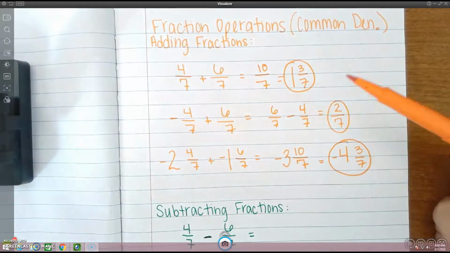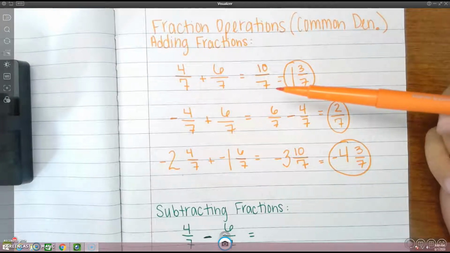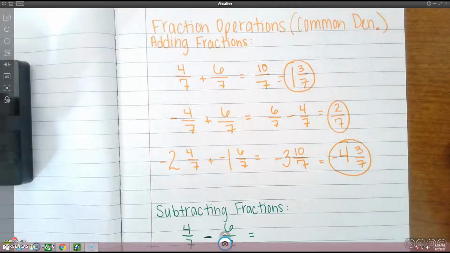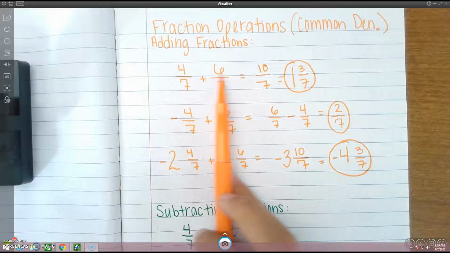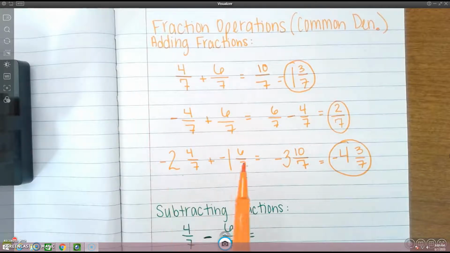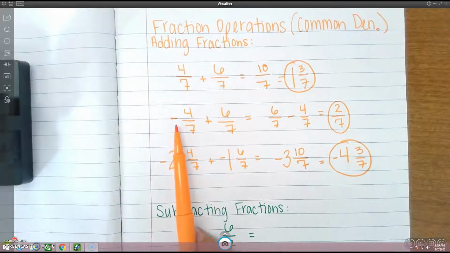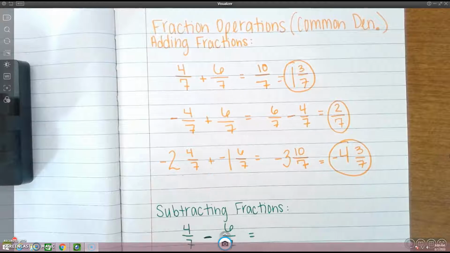So again, adding fractions with common denominators, your denominator will always stay the same. You're going to just add your numerators like normal, but if negatives do come into play, then you still have to use your integer rules for adding and subtracting negatives.